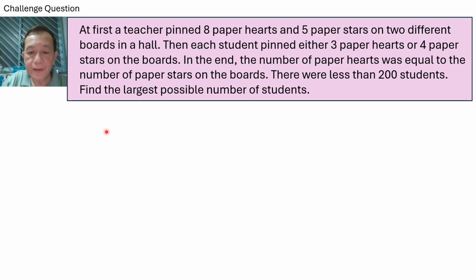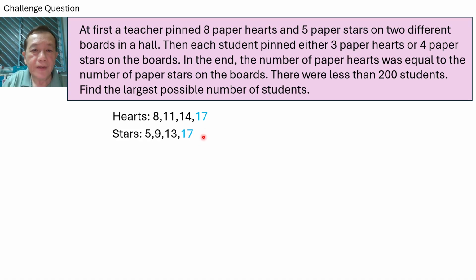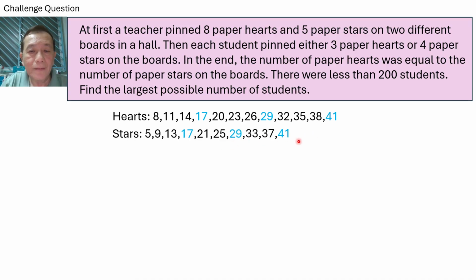We use the method of listing. The first equal number we have is 17. How many students were there? 1, 2, 3, 4, 5, 6. We need the largest possible number of students less than 200. A long way to go. 29, 41. If we continue listing, it will be very long and tedious.